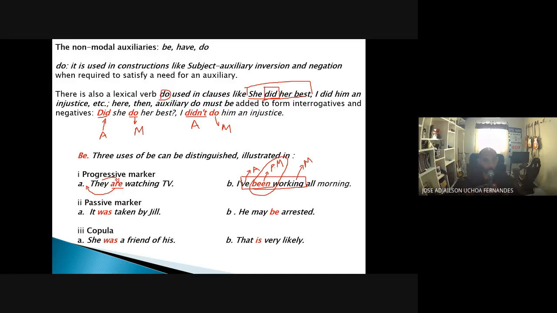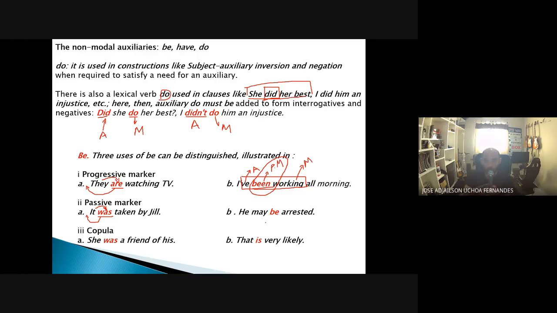Be can also be used as a passive marker. So it will prepare passive voice. It will prepare a verb in the passive form. It was taken by Jill. What is the interrogative? Was it taken by Jill? So the clue that this was, this be in the past, is an auxiliary verb.